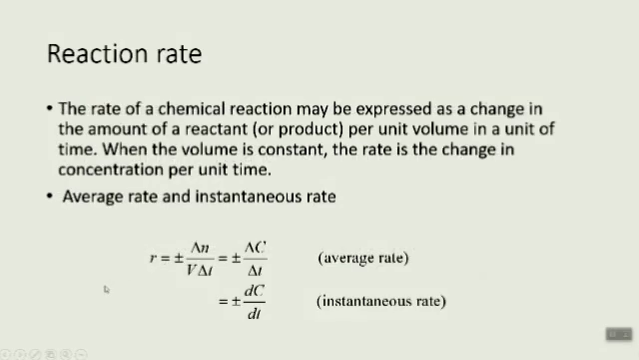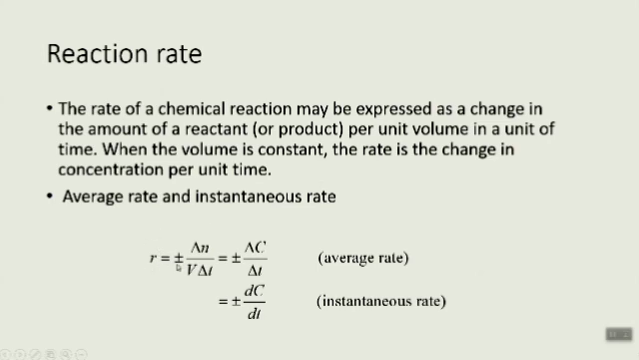The rate of reaction may be expressed as a change in the amount of a reactant or product per unit volume in a unit of time. Usually the volume is constant. Therefore, the rate can be expressed in terms of the change in concentration per unit time. Here is the expression for the average rate and instantaneous rate.